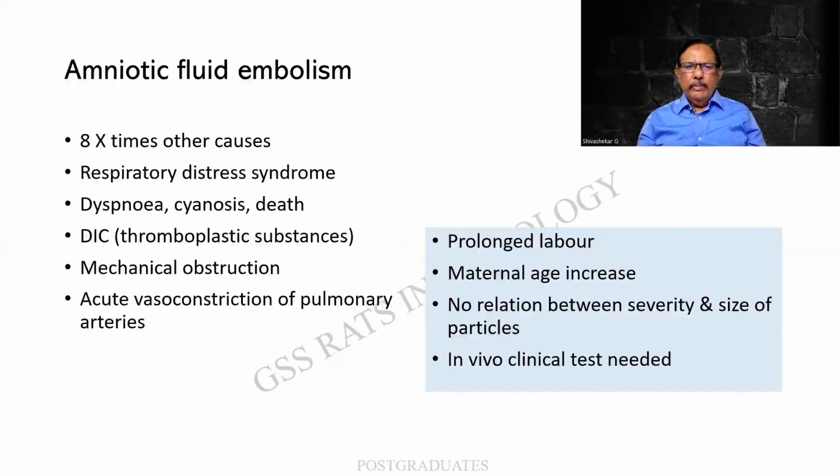Amniotic fluid embolism is 8 times more common than the other causes. What is the cause of this amniotic fluid embolism? Very rarely it will lead to a mechanical obstruction, but mostly the cause of death is respiratory distress, dyspnea and cyanosis, disseminated intravascular coagulation, acute vasoconstriction of the pulmonary arteries. Thanks to Robbins, go back, read your circulatory disturbances.